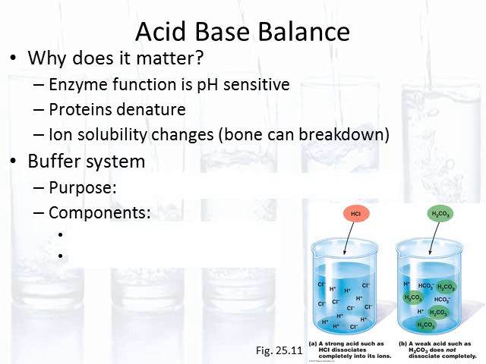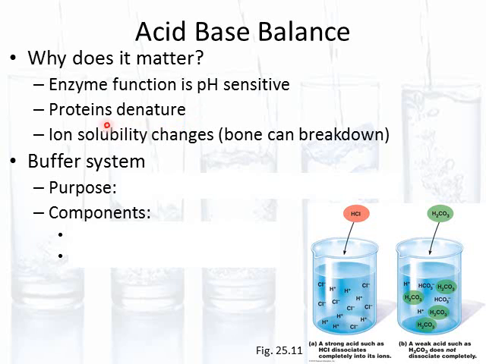Okay, so another very important part of the urinary system is acid-base balance. We've talked about how the lungs are involved, but we're going to talk about how the urinary system is involved. Obviously we've mentioned this a lot throughout the year. Enzyme function is very sensitive to pH, and that's why we care about acid-base balance.